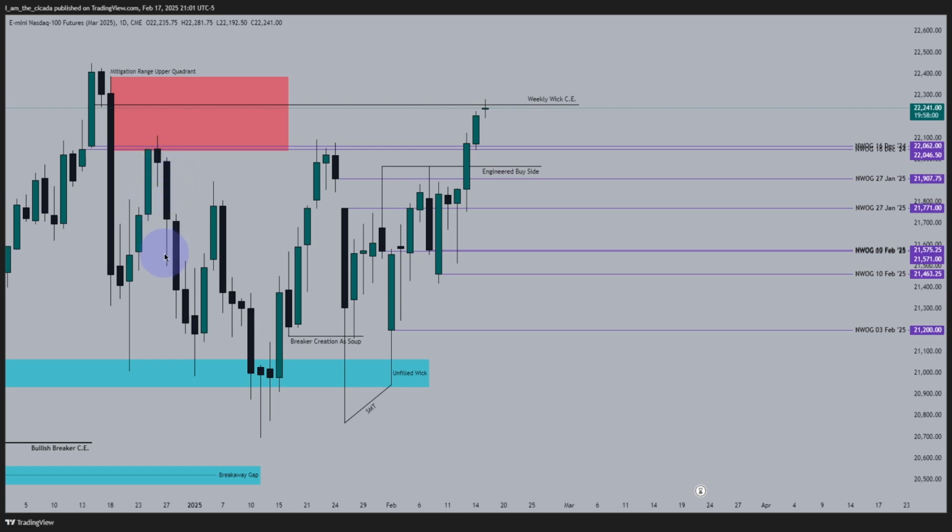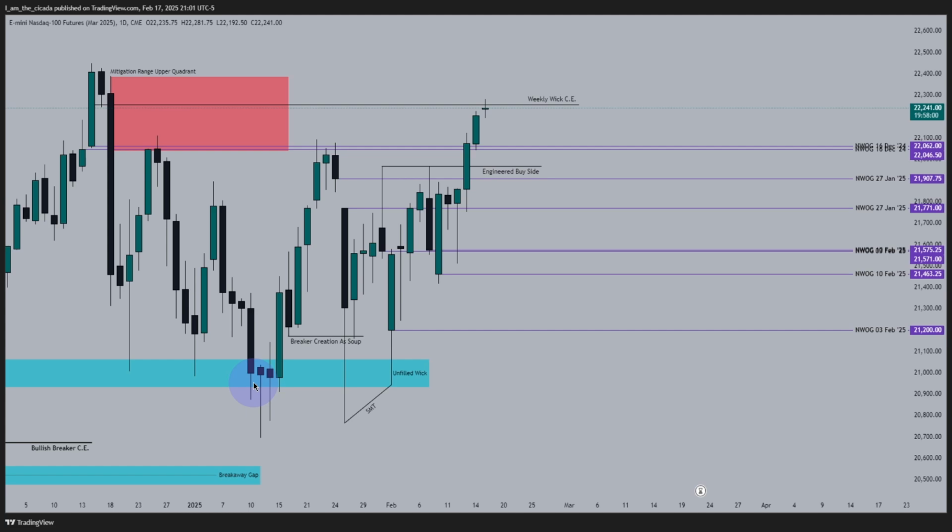After that, when price reached one more time into the unfilled wick and started to reject higher, you would expect it to reach into a premium array, which is this bearish breaker fair value gap, which, as you can see, held without having to reach into a more premium level as the numeric opening gap here is. After that, we have a third move into the unfilled wick.